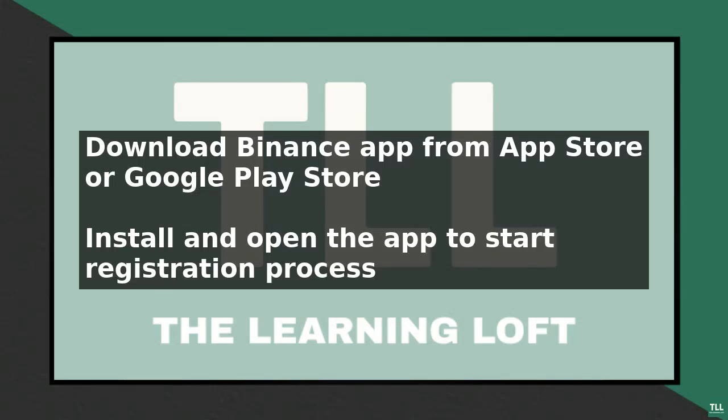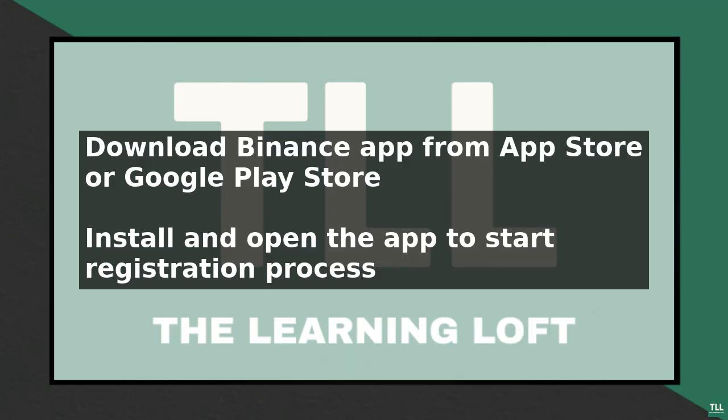To create a Binance account on your mobile device, start by downloading the Binance app from the App Store for iOS devices or the Google Play Store for Android devices. Once the app is installed, tap on the Binance icon to open it. You will be presented with the option to log in or register for an account.